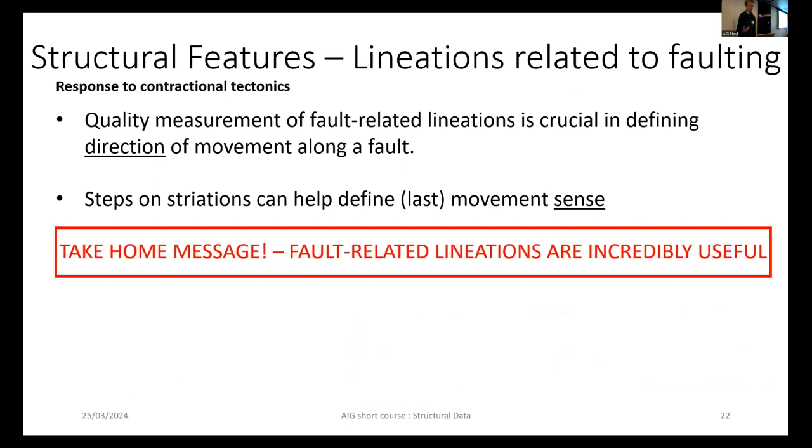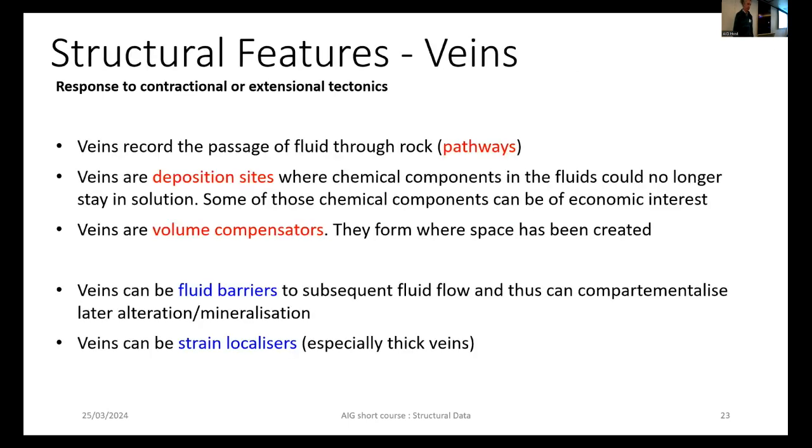So quality measurements of fault-related lineations are crucial again in defining the direction of movement along the fault. The steps are what you'll need, or in shear zones, shear sense indicators along the shear are what you'll need to be able to figure out the sense of movement on your fault, right? So it comes back quite a lot, these lineations.